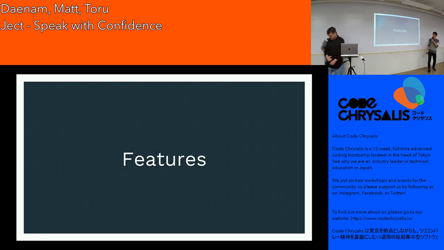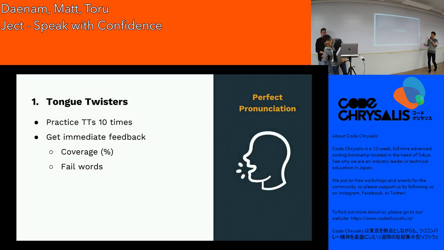Next, let me introduce our features. We have 4 main features in our application. The first one is for perfect pronunciation. We have tongue twisters mode in our application. In this mode, you can practice a tongue twister 10 times in one trial, and you can get immediate feedback about coverage and failed words.